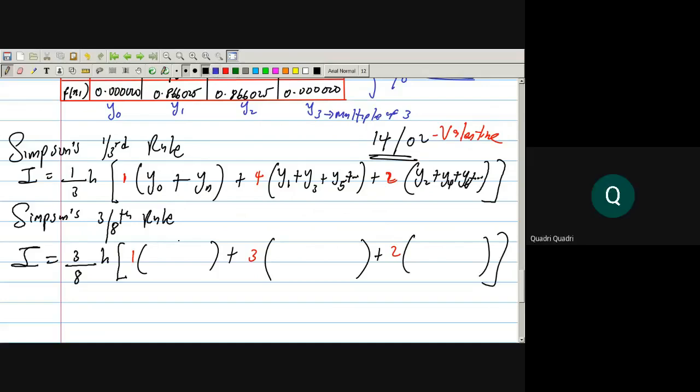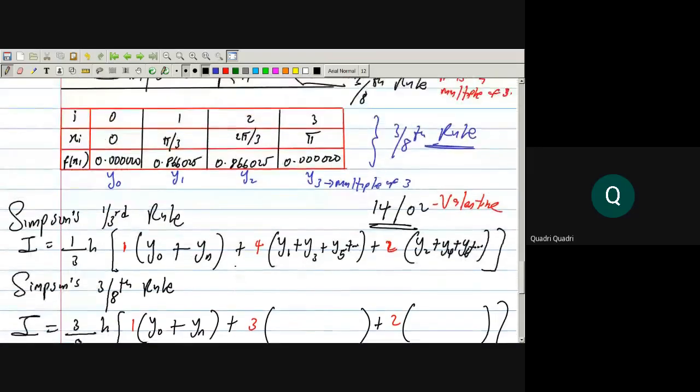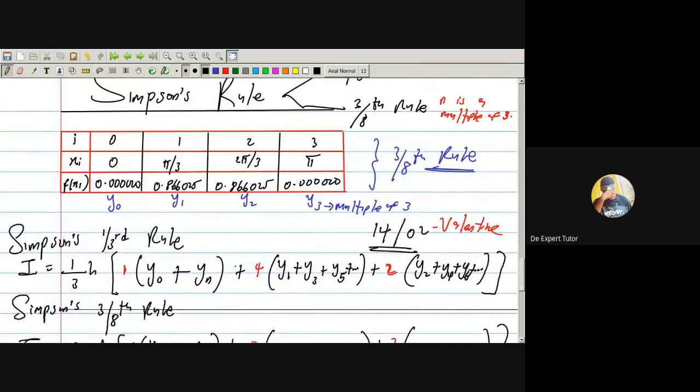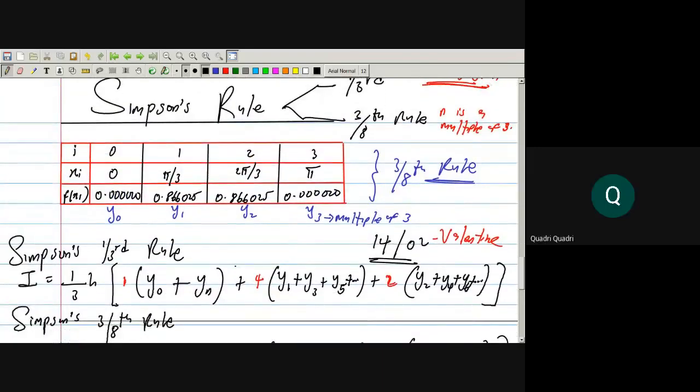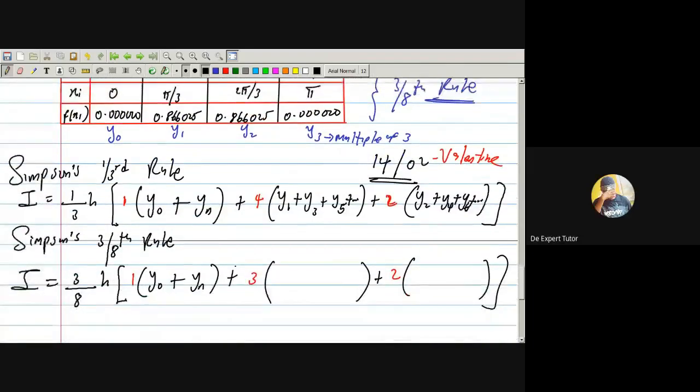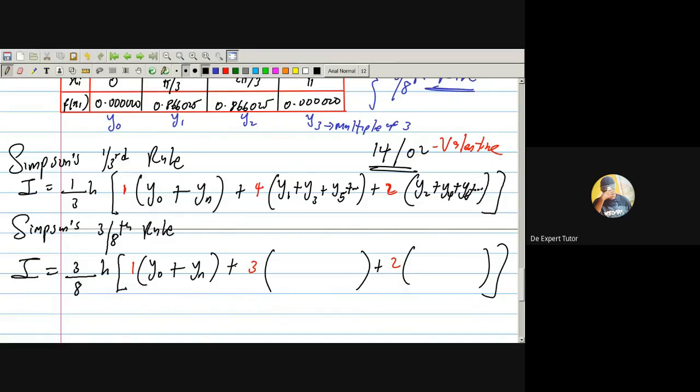Now, let's go. So we have y naught plus yn. Then remember I told you 3/8 rule is used for what? When n is a what? What did you say? 3/8 rule is when n is even. No. Sorry, when n is odd, is a multiple of 3. Thank you very much. When n is a multiple of 3. Good.